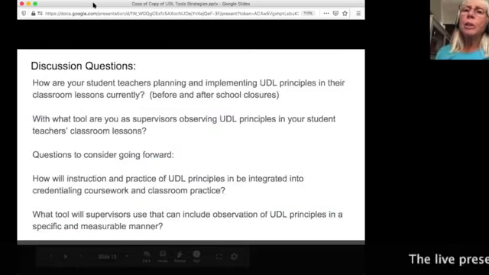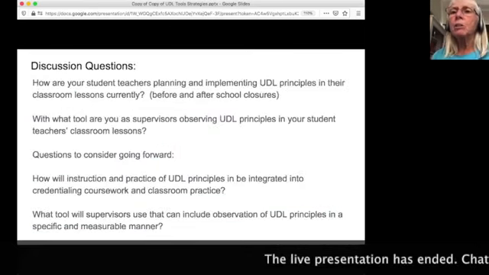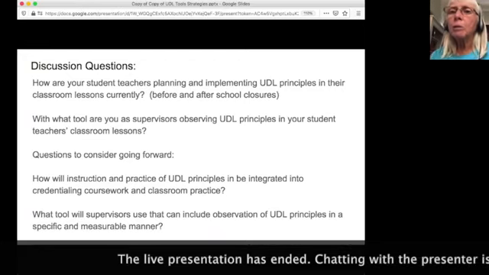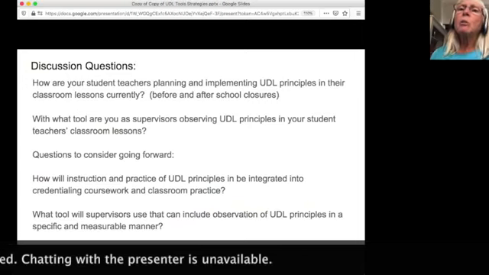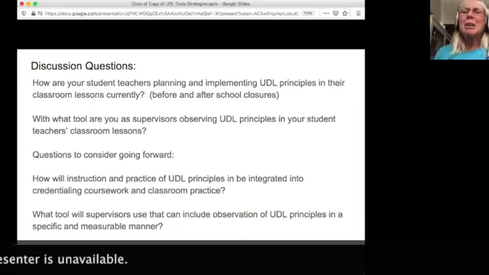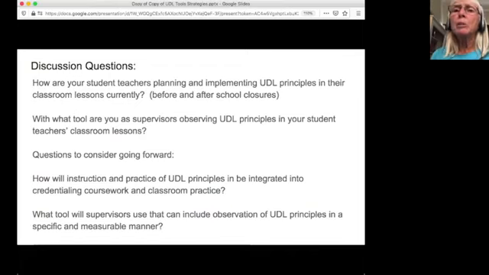are discussion questions that I hope maybe we could address in whatever form, Evelyn, you might feel is good for that. I know we're only supposed to put 2, but the first one is, how are your student teachers planning and implementing UDL principles in their lessons currently? So what are they doing now? Because maybe we need to find out what that is.